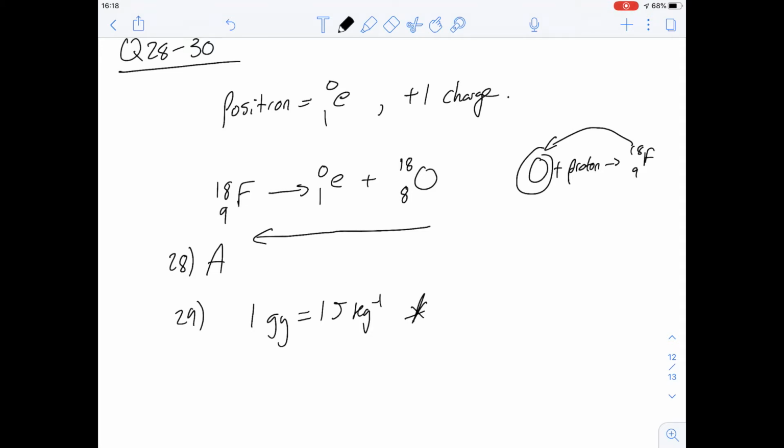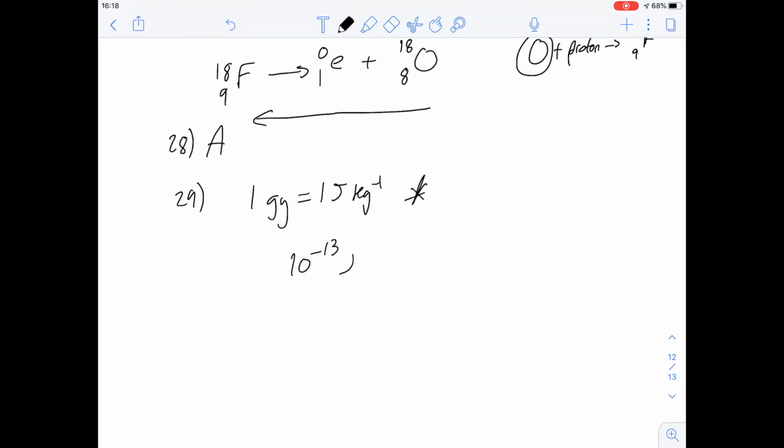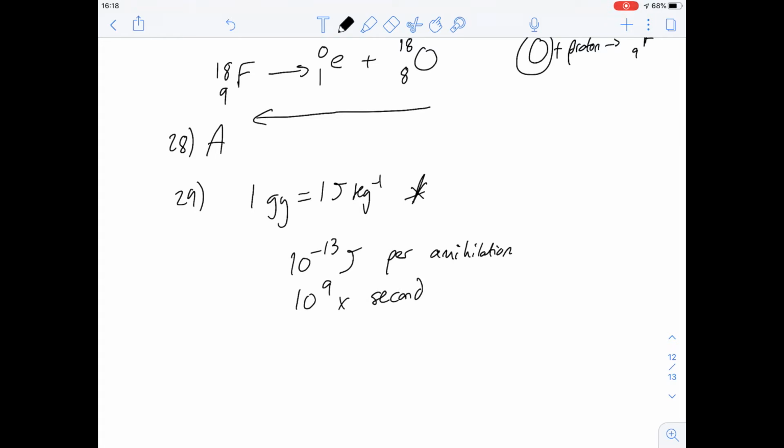We're told that the average energy from a single annihilation is approximately 10 to the minus 13 joules. And we're told this happens 10 to the 9 times per second. And the person is in the PET scanner for 20 minutes. Then we're asked to work out how many grays someone is exposed to over the course of this 20-minute period.